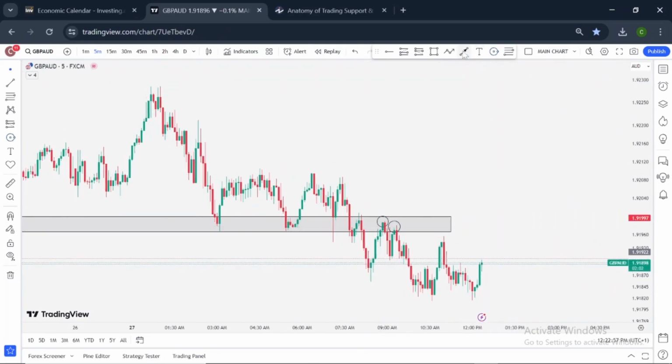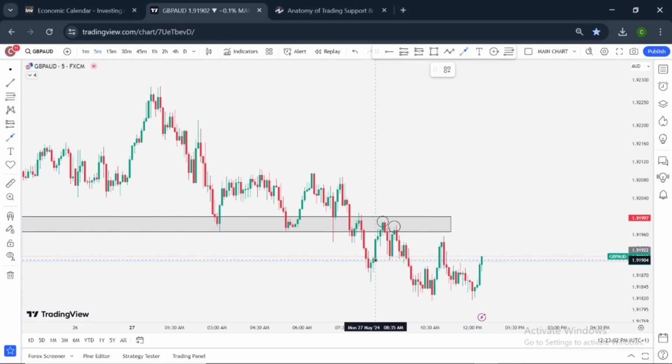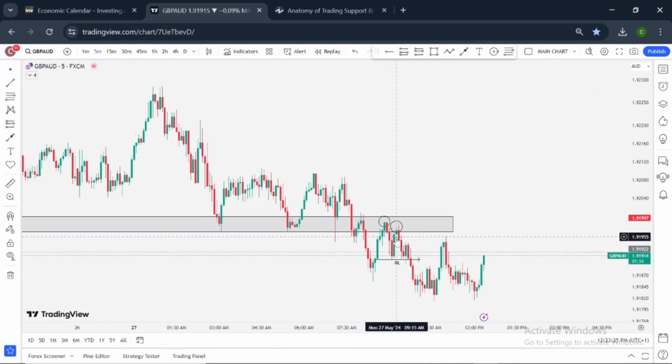Where is our neckline now? This is our neckline. So we carry our tool, draw our horizontal line. So this is our neckline. As our confirmation, we will wait for a candlestick to close below the neckline. Then we open our 1 to 2.